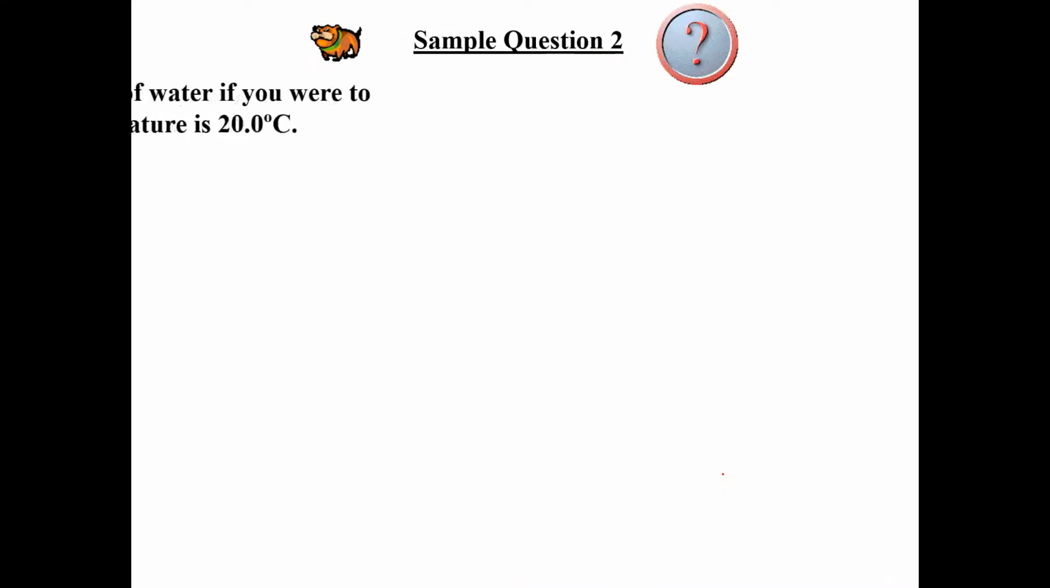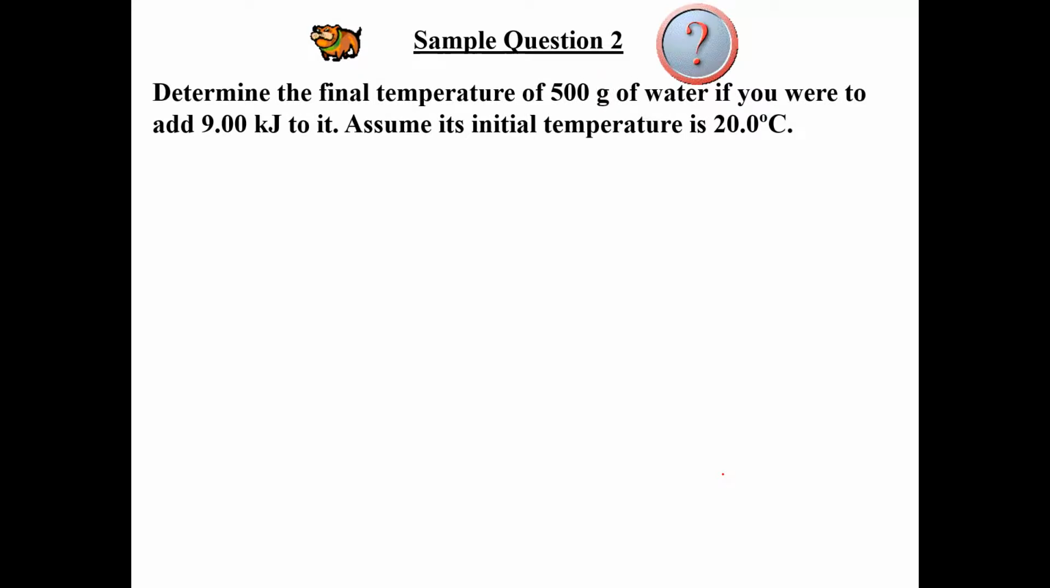Okay, let's do another one. Pause the video and try it yourself. Determine the final temperature. A little bit different. We're looking for a final temperature. Determine the final temperature of 500 grams of water if you were to add 9.00 kilojoules, 1,000 joules each. Assume the initial temperature is 20 degrees Celsius, room temperature. This is what we usually consider room temperature.